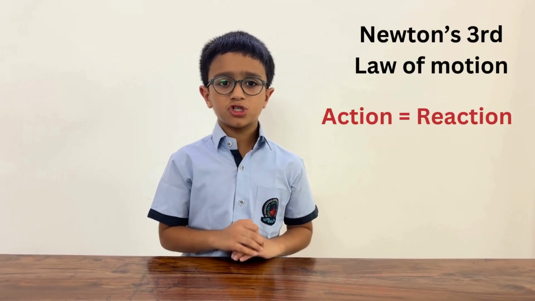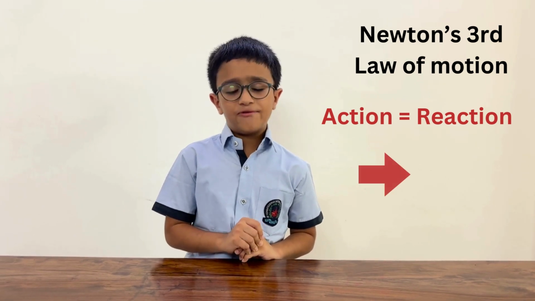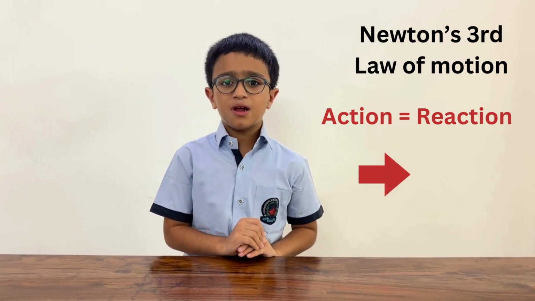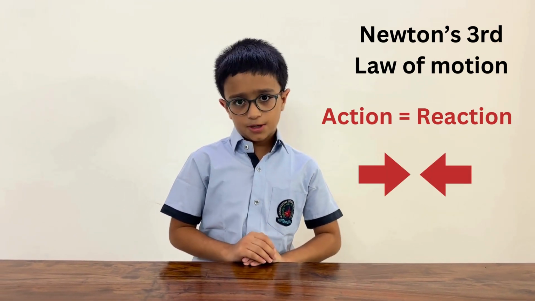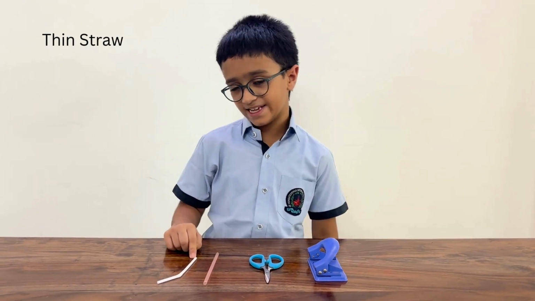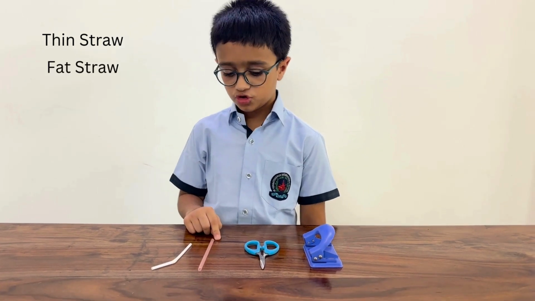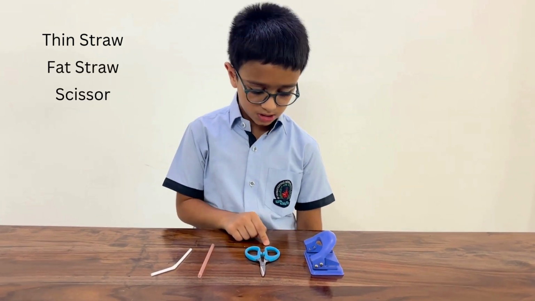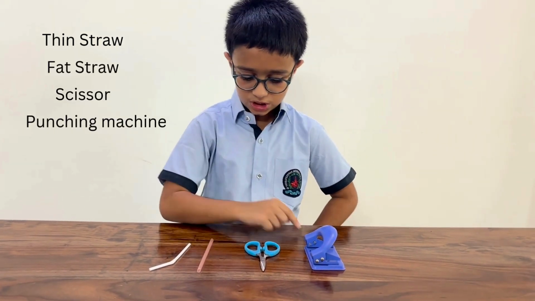Newton's third law of motion states that every action has an equal and opposite reaction. Today we will be representing this in a fun and small experiment. We will be building a straw spinner. You need one thin straw, one fat straw, one pair of scissors and one punching machine.